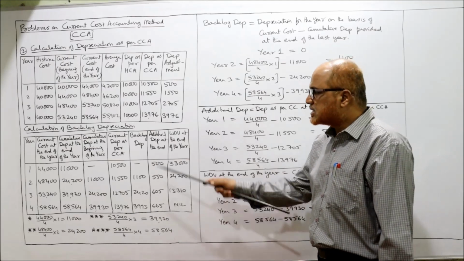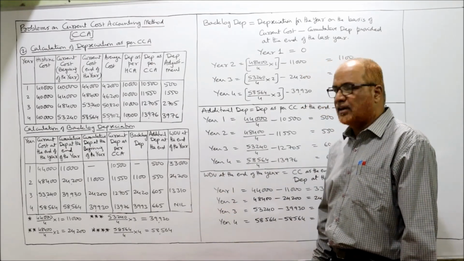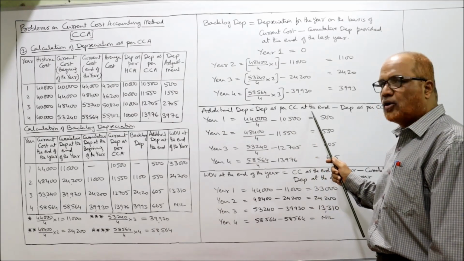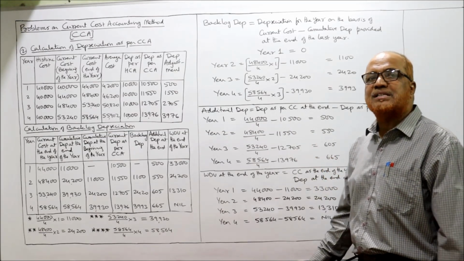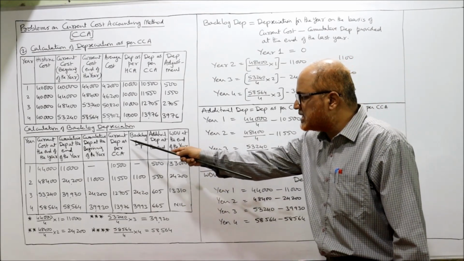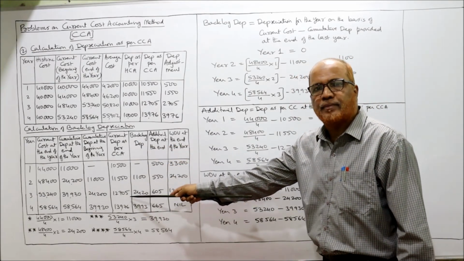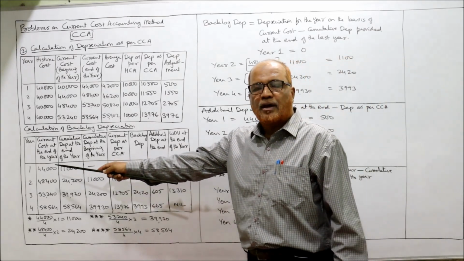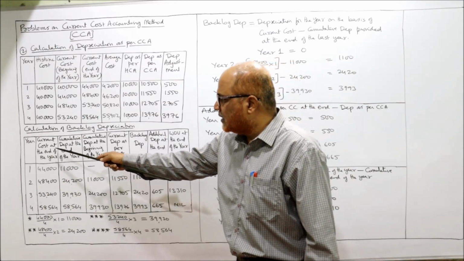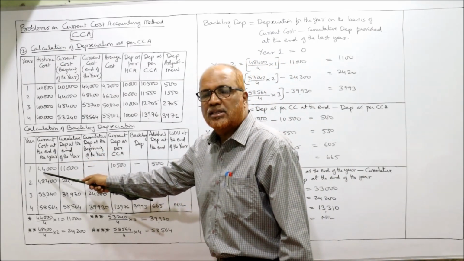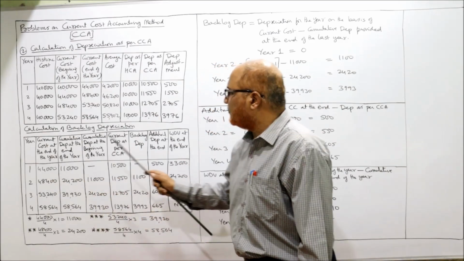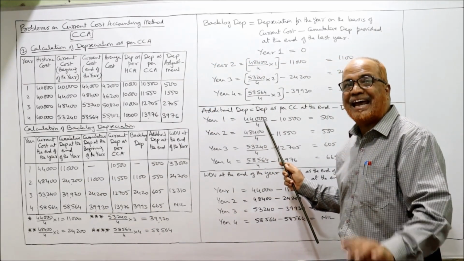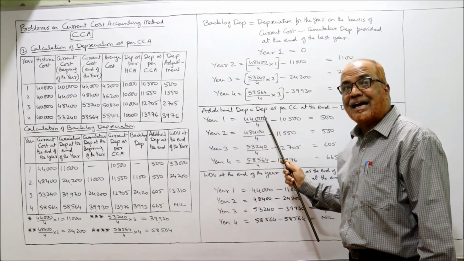Over. Next thing is additional depreciation at the end of the year. Here additional depreciation means depreciation as per CC method at the end of the year minus depreciation as per CCA. Depreciation as per CCA we have already calculated, right? So depreciation as per CC at the end of the year: at the current cost at the end of the year, this is the current cost, and this will be divided by 4. So 44,000 divided by 4. This is the depreciation at current cost at the end of the year.